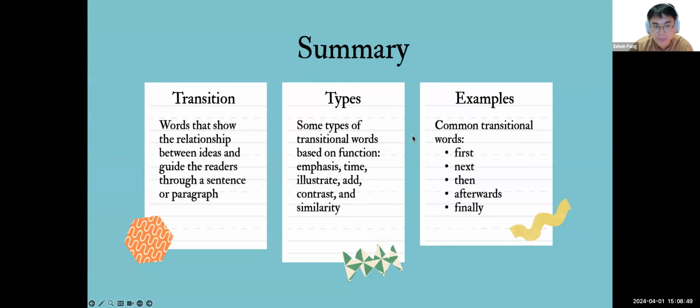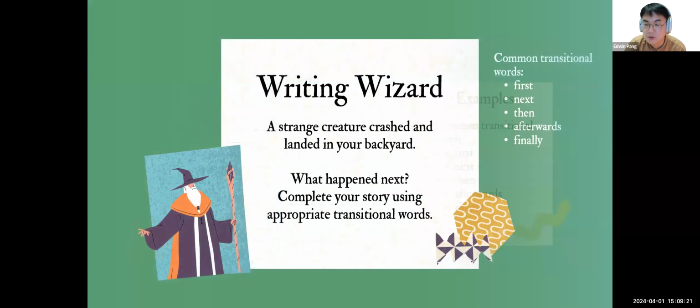Remember that the words that we are using for transition help to guide the reader to know which event happens first, second, third, fourth, and fifth, and so on. It also can sometimes show us when two events are contrasting or when they are similar to one another, or when they show a certain relationship like cause and effect. Very common transitional words like first, then, next, afterwards, finally, are very often used in stories that you read as well as stories that you write. So now let's go into the activity.